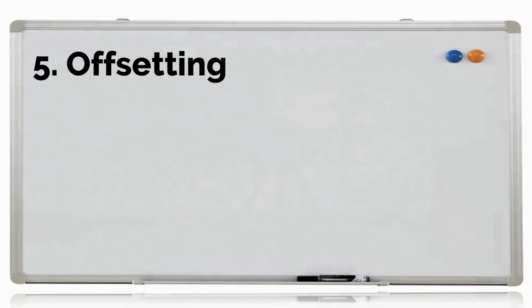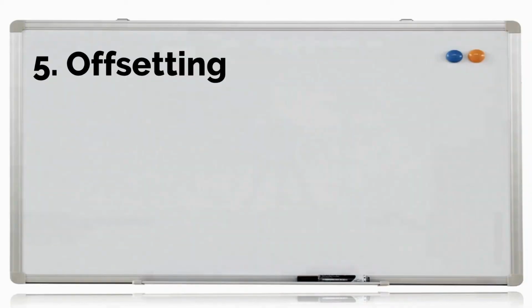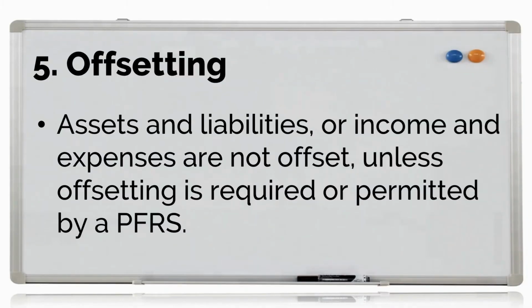Fifth, offsetting. Assets and liabilities, or income and expenses, are not offset unless offsetting is required or permitted by a PFRS.